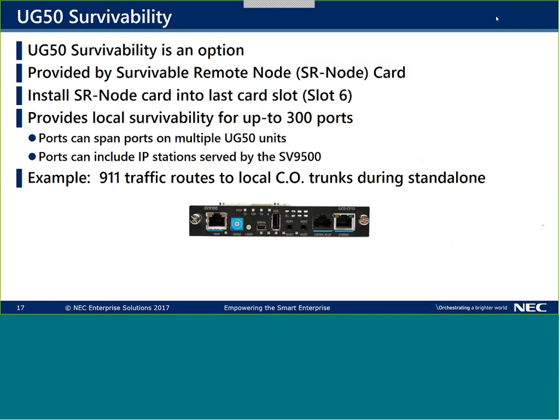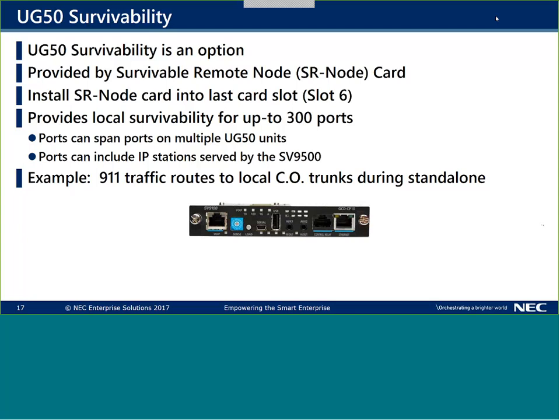Survivability is an option with the UG50, and it's provided by a card known as the Survivable Remote Node card, or the SR Node card. The SR Node card is installed into the last card slot, or slot 6, and it can provide survivability for up to 300 ports. Now, these 300 ports can be analog ports, digital ports, IP phones that are located at the remote site, trunk cards. So anything that's served by the UG50 can be made survivable.